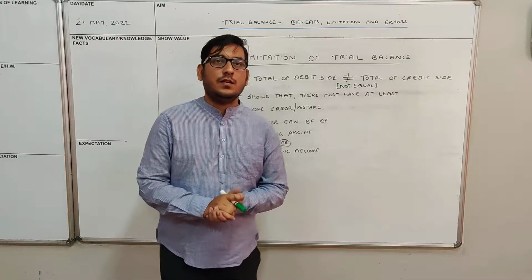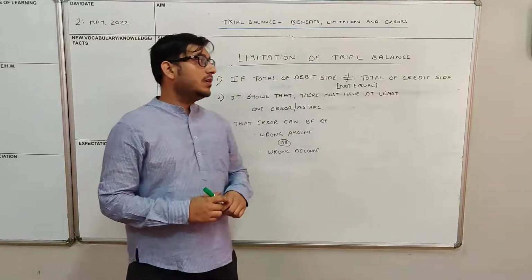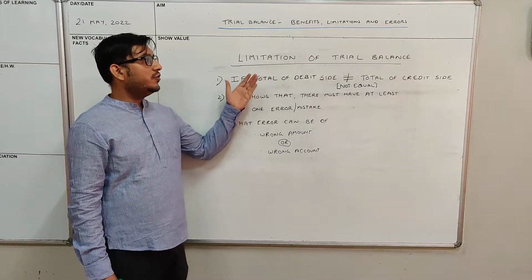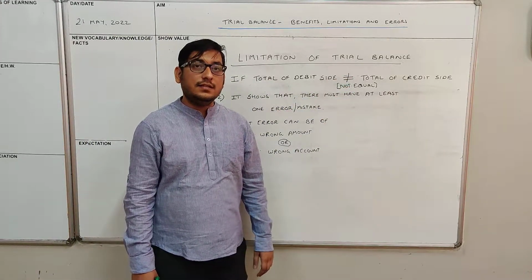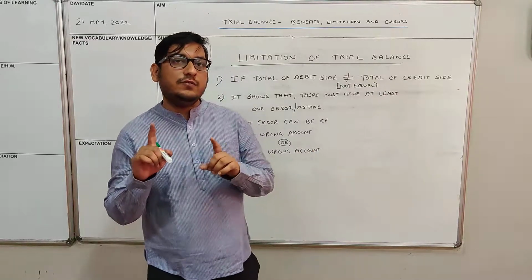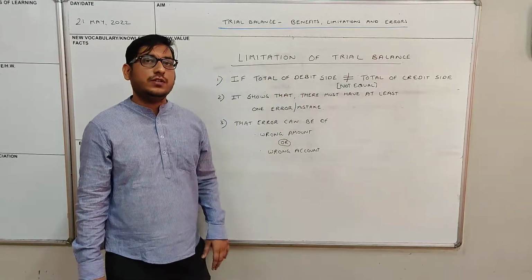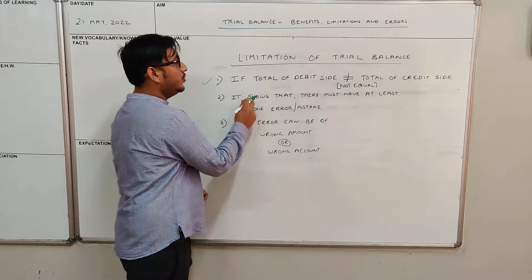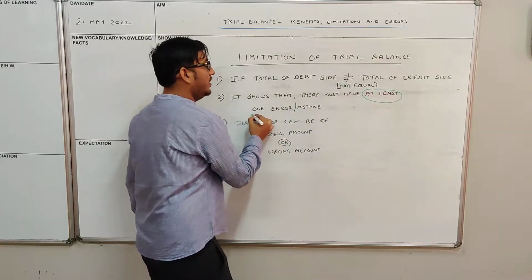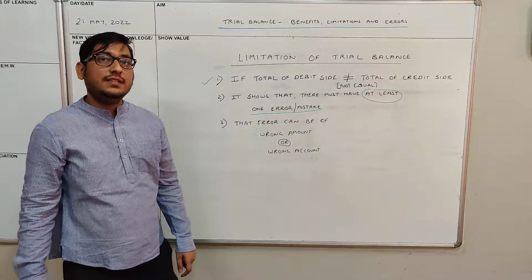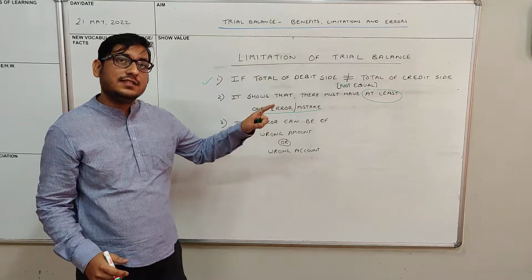Students, now our next topic is the limitation of trial balance. Please check: if the total debit side does not match with the total of the credit side, in benefits we understood that the total of debit will always equal the total of credit. But what if the total debit side is not equal to the total credit side? That means there must be at least one error or mistake. If the trial balance does not agree, it gives us a glimpse that some errors are left behind.